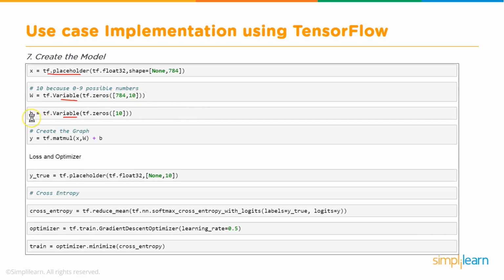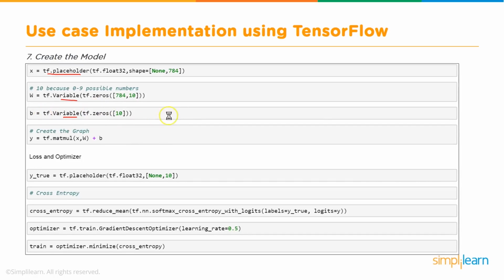And similarly, there are biases. Now remember, I mentioned bias is only 1 per neuron, so it is not 1 per input, unlike the weights. Therefore there are only 10 biases because there are only 10 neurons in this case. So that is what we are creating a variable for biases.